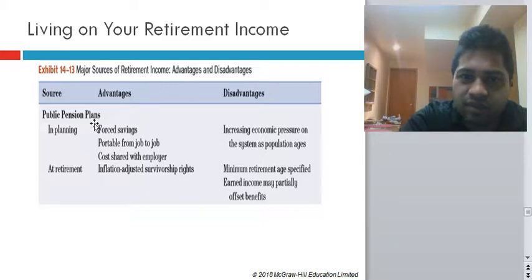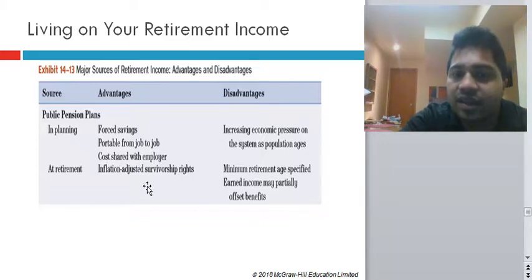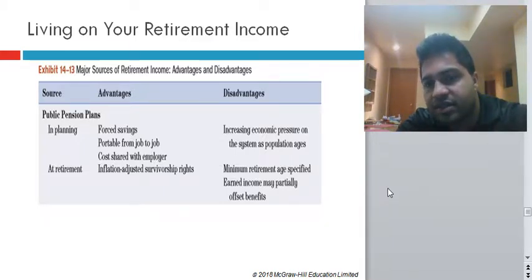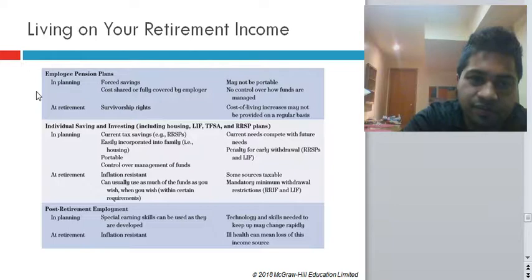Major sources of public pensions. So advantages in planning: it is forced savings, portable from job to job, and cost is shared with the employer. At retirement, inflation adjusted survivorship rights generally. Disadvantage: increasing economic pressure on the system as the population ages. A minimum retirement age is specified. Earned income may partially offset benefits.